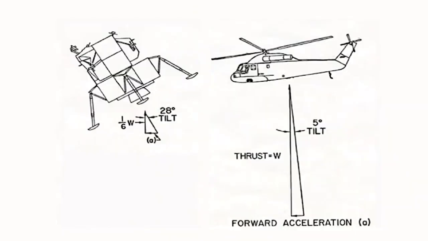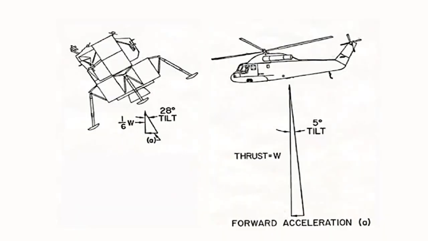They considered a helicopter and a lunar vehicle of the same mass. Over Earth in the helicopter, and if there were no drag, the horizontal component of acceleration would be approximately proportional to the tilt angle of the rotor.